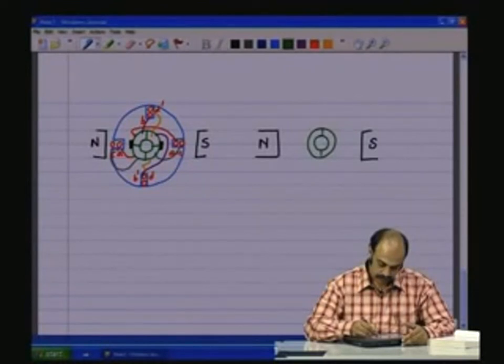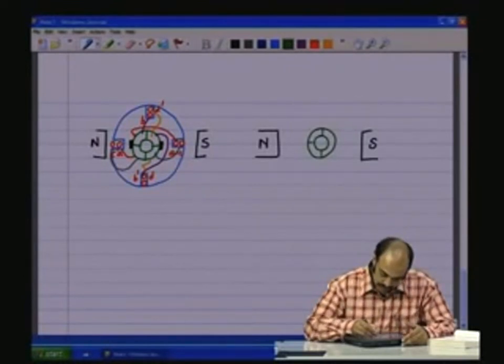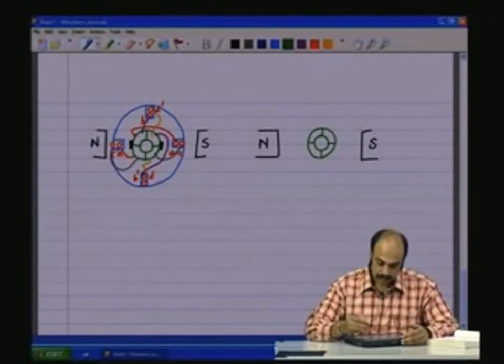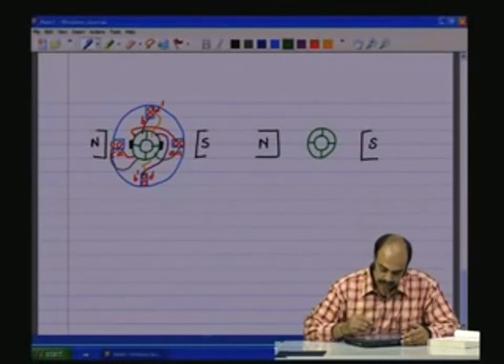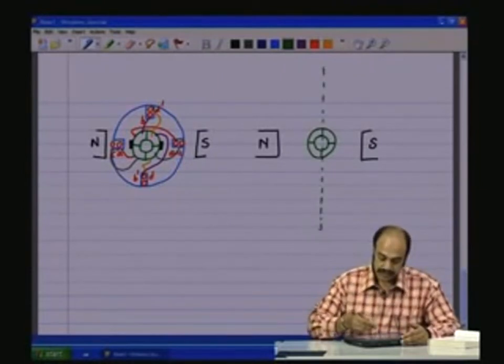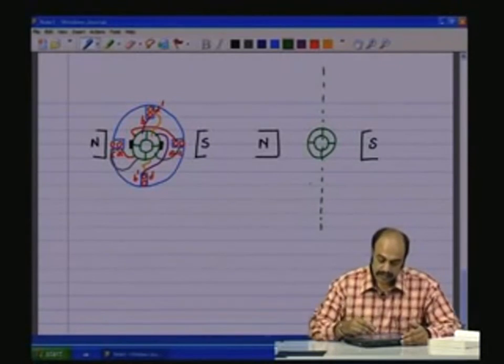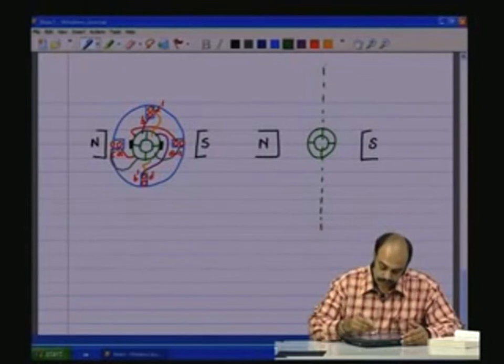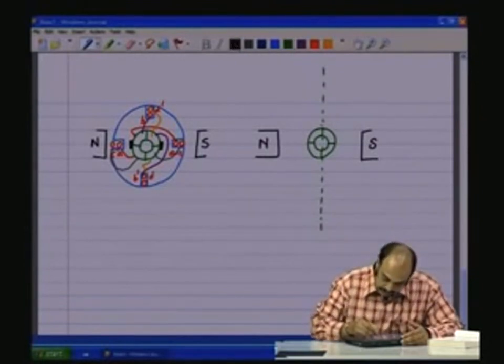The commutator is being split into 4. Now let us start by placing the brushes always along the axis which is perpendicular to the north-south axis, because on this axis there is no voltage induced. The voltage induced on this would be 0. So let us place the brush on this axis.